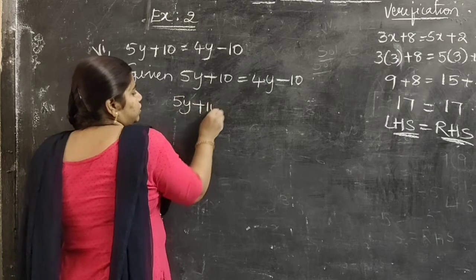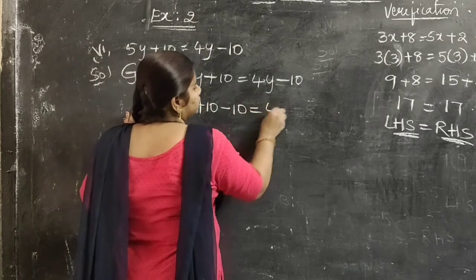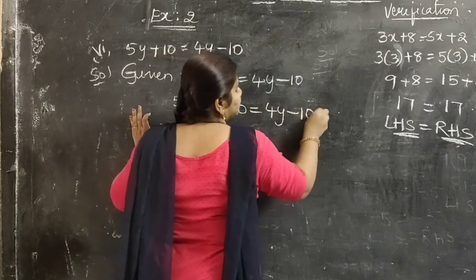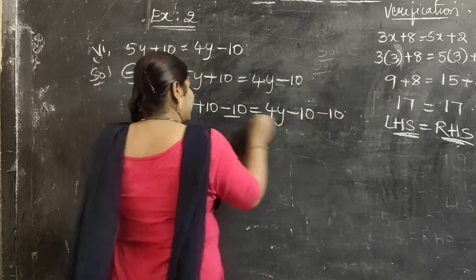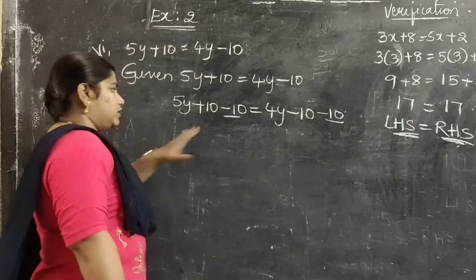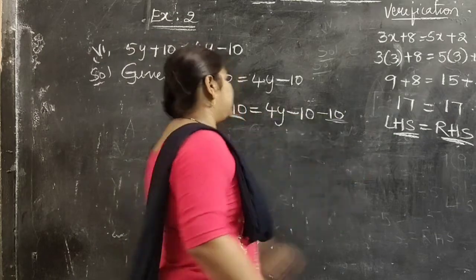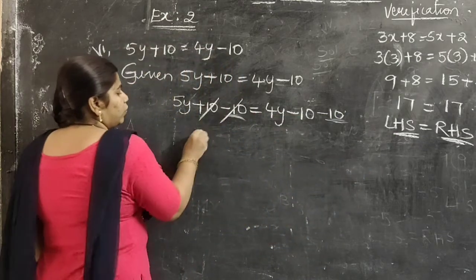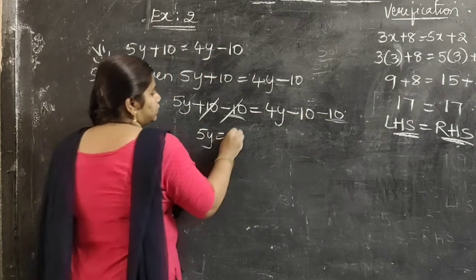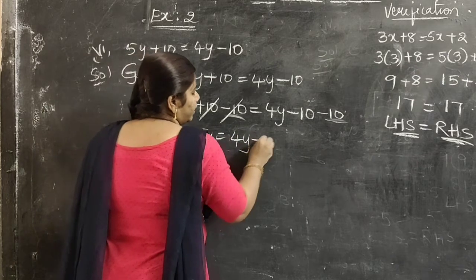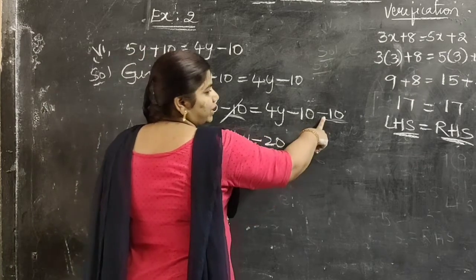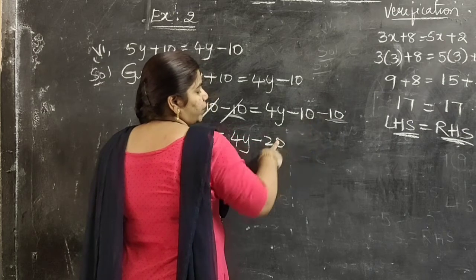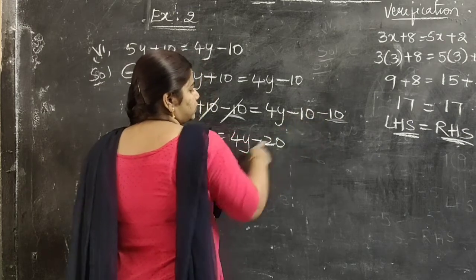5y plus 10 minus 10 is equal to 4y minus 10 minus 10. So minus 10 I have added on both sides. Now plus 10 minus 10 will be 0, so cancelled. Now what is the remaining? 5y is equal to 4y minus 20. Minus into minus is plus, 10 plus 10 is 20. Same sign on both sides, so minus.